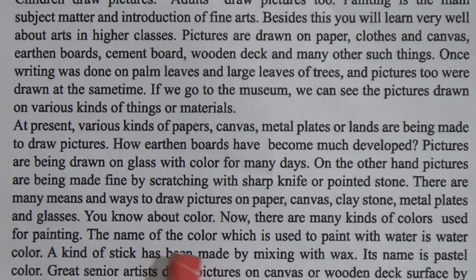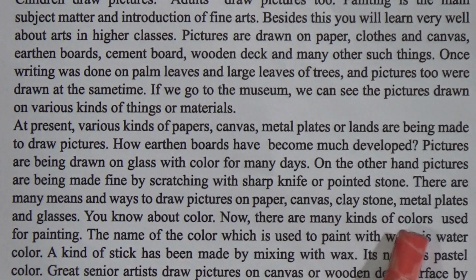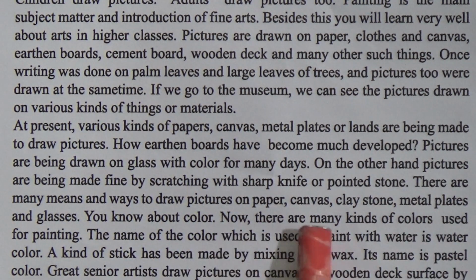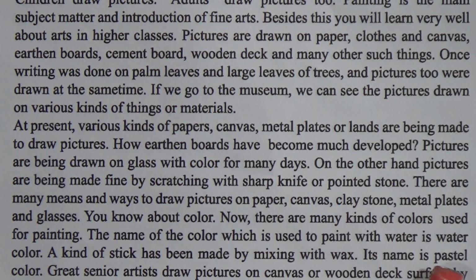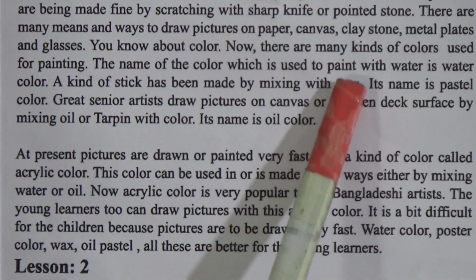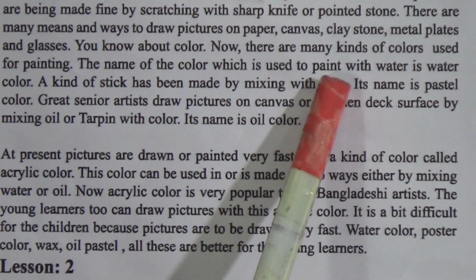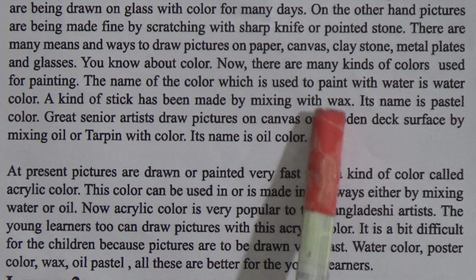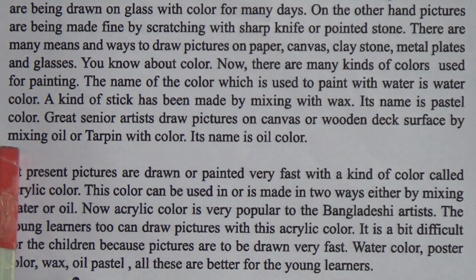You know about color. Now there are many kinds of color. Now I will say about some color names. There are many kinds of color used for painting. The color used to paint with water is watercolor. A kind of stick has been made by mixing with wax, which you call candle, that means mauve color. Wax, it is the pastel color.